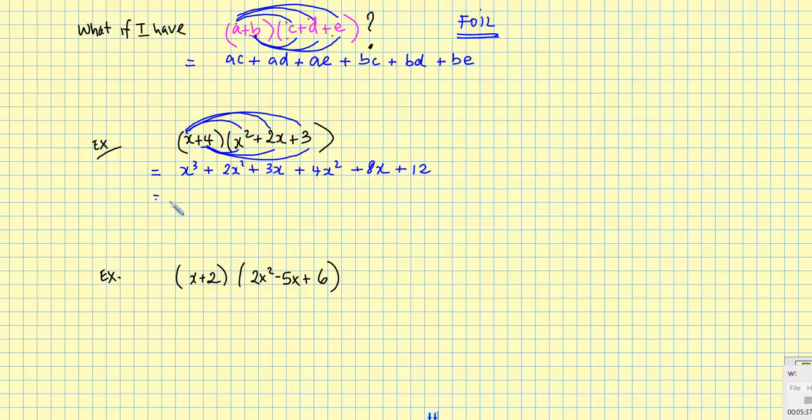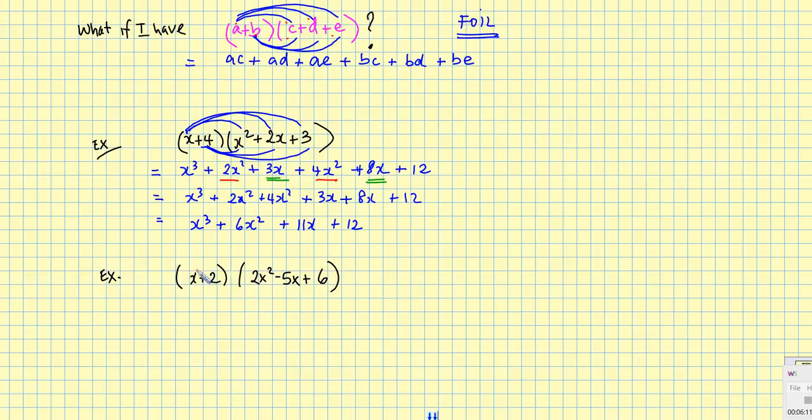Okay, given this, I can bring together the like terms. I've got an x squared and an x squared there, and I've got an x and an x there. So I can collect those like terms and say x cubed plus 2x squared plus 4x squared plus 3x plus 8x, and then plus 12, so that the final answer turns out to be x cubed plus 6x squared plus 11x plus 12. So I've multiplied every term in the first bracket by every term in the second bracket.